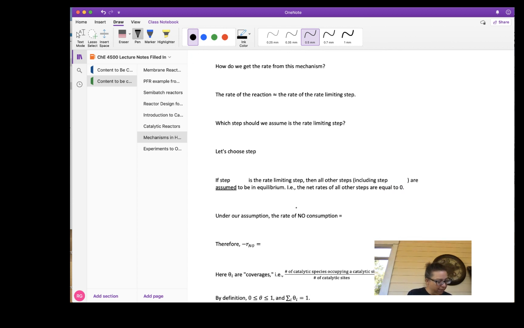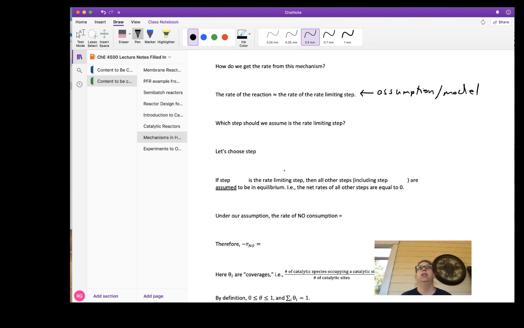Okay, so now we have a mechanism, and now we need to see if the rate from this mechanism matches the rate that was observed experimentally. So how do we get the rate from this mechanism? So the rate of the reaction, we're going to make the assumption that the rate is approximately equal to the rate of the rate limiting step. So this is an assumption. And in fact, it's kind of like a model.